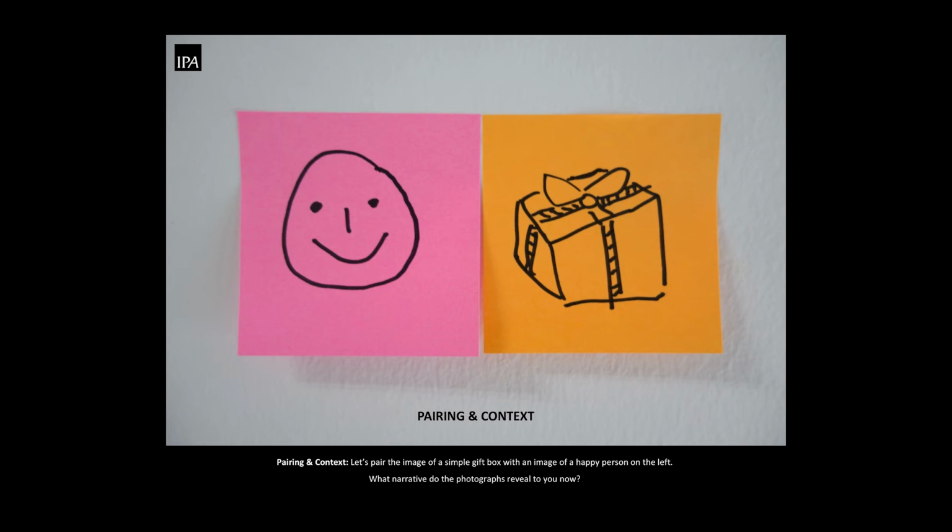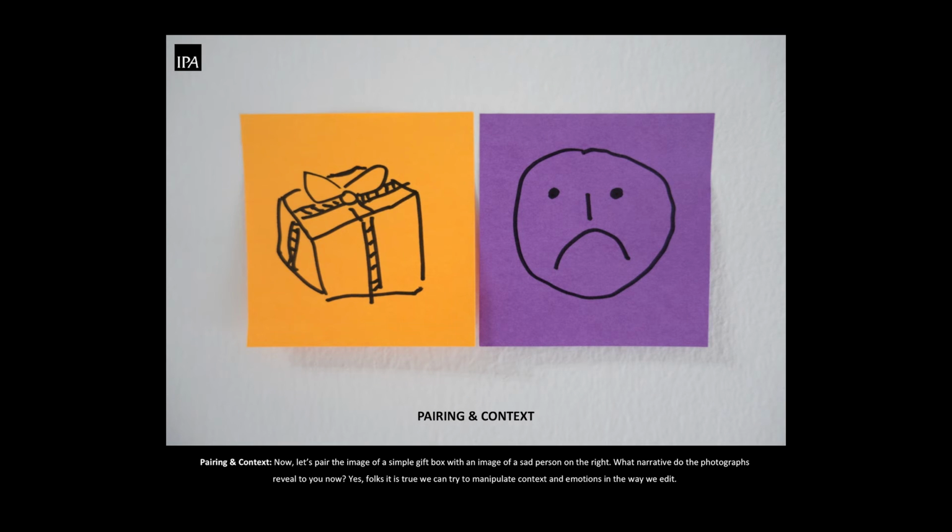Now, for example, let's change it. So let's remove the picture of the smiley face and put a sad face next to it. How does it read now? The box, the gift box, the meaning shifts. So what's expressed here is that we can manipulate in some ways context and emotions in the way we edit by placing images next to each other, assigning it some sort of meaning or assumed reading of images.